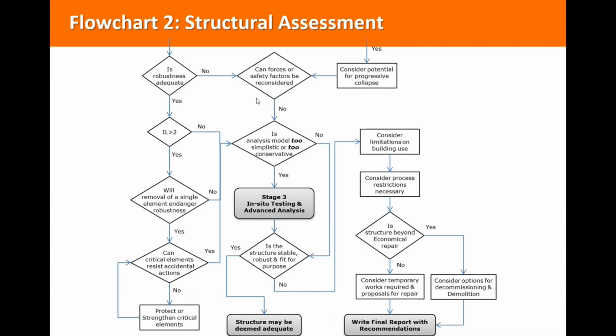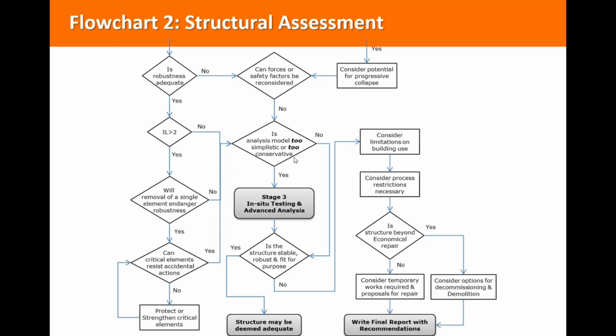If we go no, can we look at either the loading or the forces being changed? Can we look at changing the factors of safety? Can they be reconsidered? Then you look at, is your analysis model that you've used before too simple? We often use simple beams, simple frames and so on, simple trusses. Is it too simple? Is your model too conservative? Have you undersized components? Have you taken a lower grade when you could have taken a higher grade?